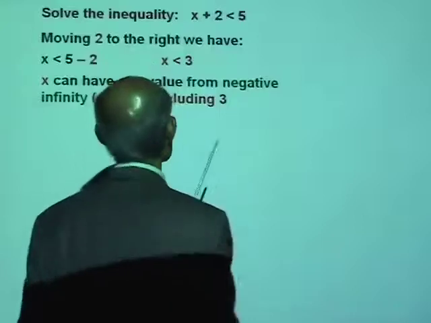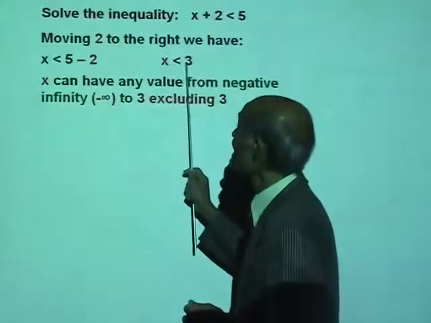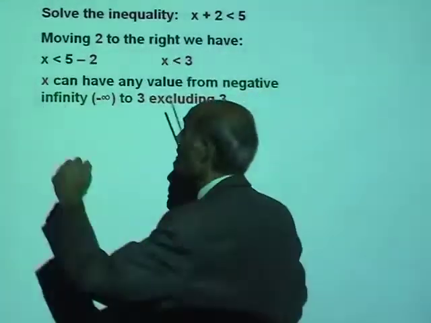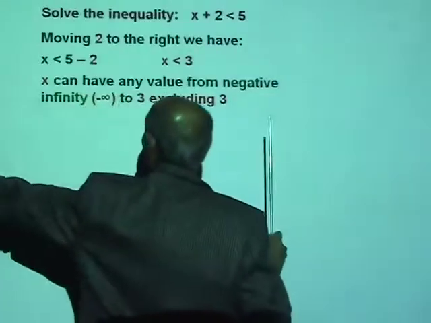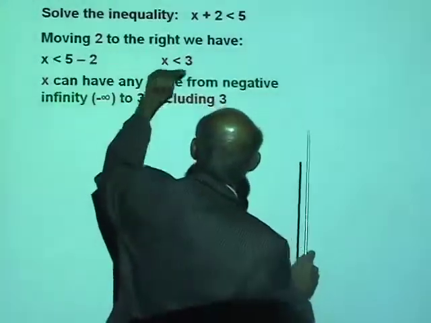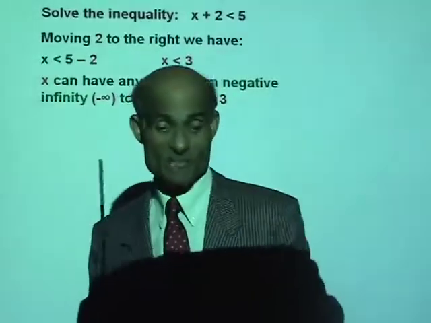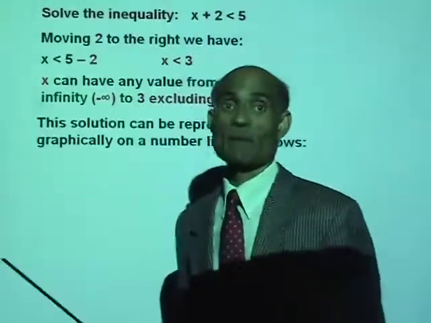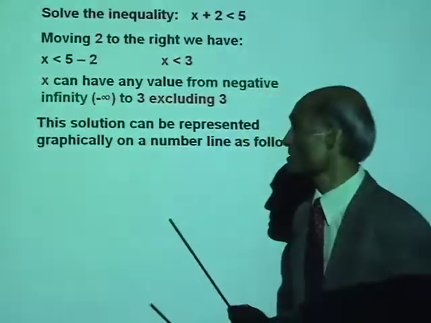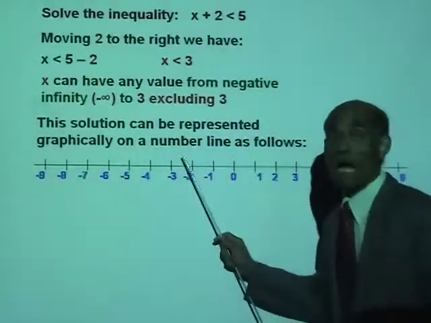And so, how will we represent this? x is less than 3 means all the way from negative infinity to 3, but 3 is not a solution. Is that right? Okay. Now, this solution can be represented on the number line. How?